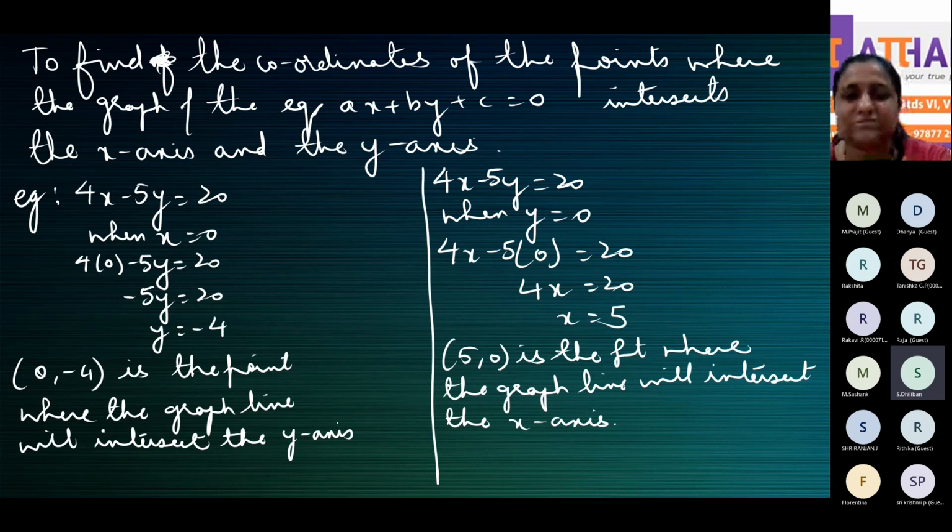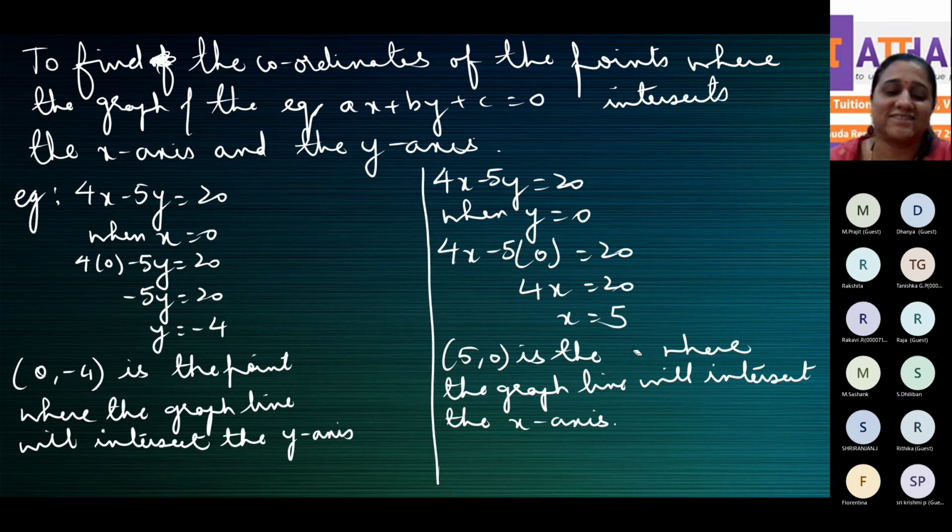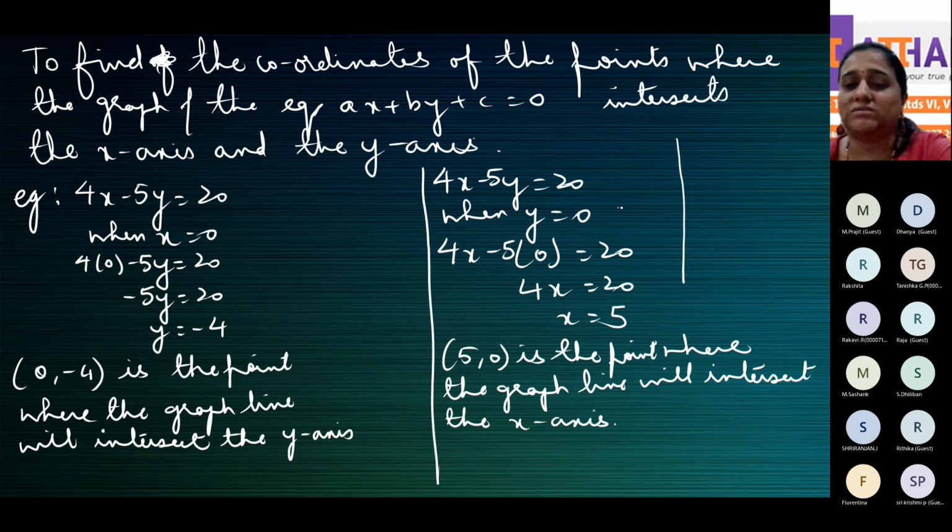4x minus 5y equals 20. When y is equal to 0, x is equal to 5. 5 comma 0 is the point where the graph line will intersect the x-axis. Very good. Thank you, Dileepan.